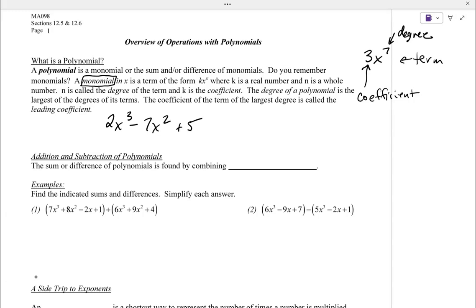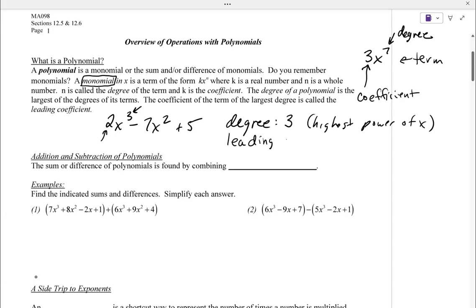Okay. As far as the polynomial goes, one of the important things we look at is the highest degree term, the term that has the highest x power that we see. Okay? In this case, this is the highest, right? So the degree of this polynomial is 3, because that's the highest power of x we see. The coefficient that's on that term we refer to as the leading coefficient.